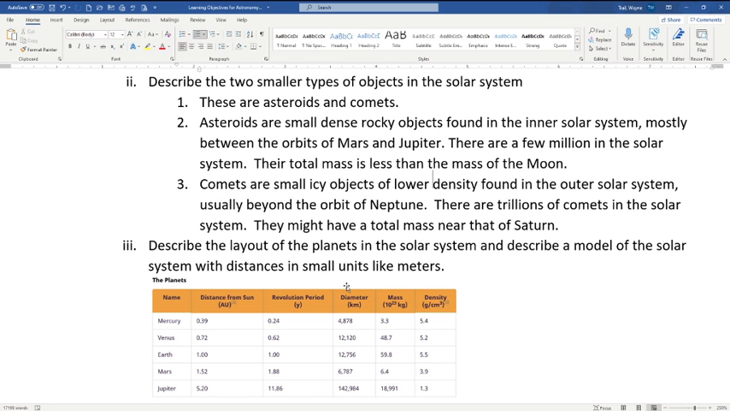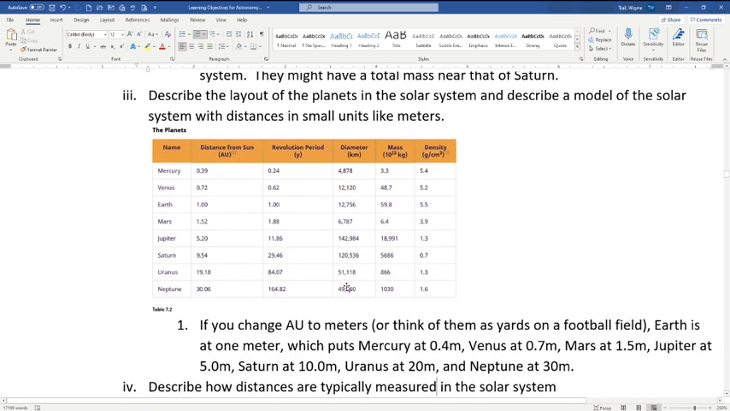Describe the layout of planets. This next table is sort of properties of the planets. The first column is just the name of the planet: Mercury, Venus, Earth, Mars, Jupiter, Saturn, Uranus, and Neptune. Those are the planets in order from the closest to the sun, which is Mercury, to the farthest from the sun, which is Neptune. Sometimes people remember that as My Very Elegant Mother Just Sent Us Nachos. I think that's what that one is.